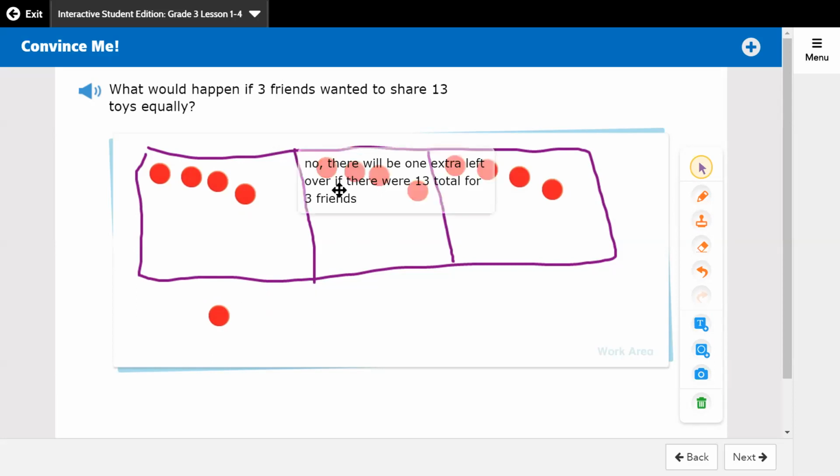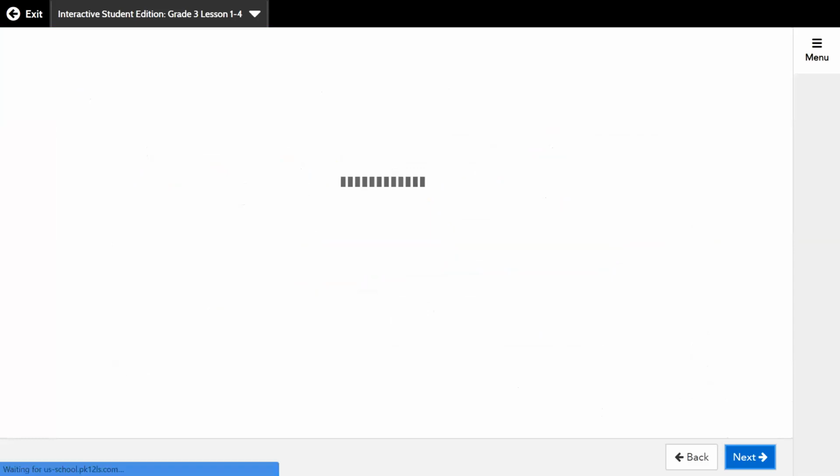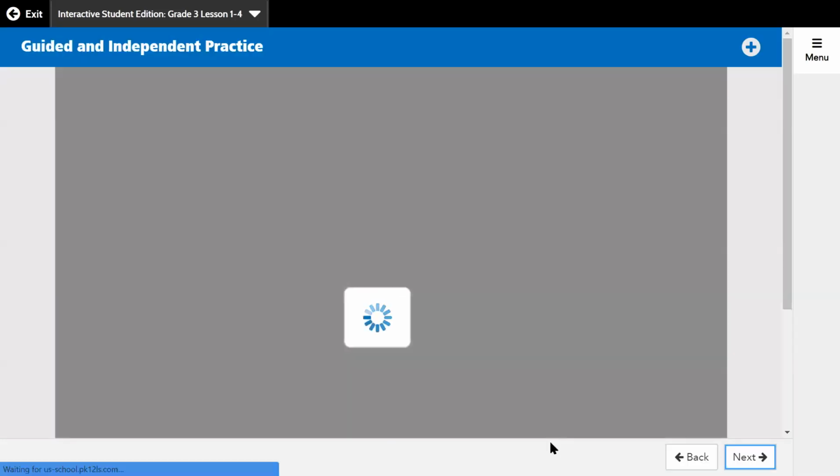Okay? So that means we have to write no, there will be 1 extra left over if there were 13 total for 3 friends, because it's not divisible by 3. Actually, 13 really isn't divisible by much of anything. But this is where we have to explain ourselves as no, we cannot split them up equally because there's 1 left over. All right, let's go ahead and move on to our guided practice and our independent practice.